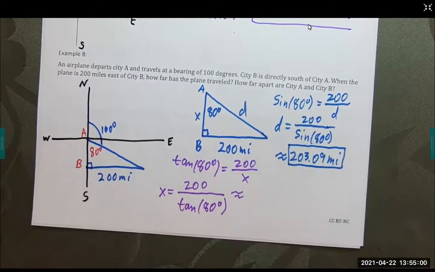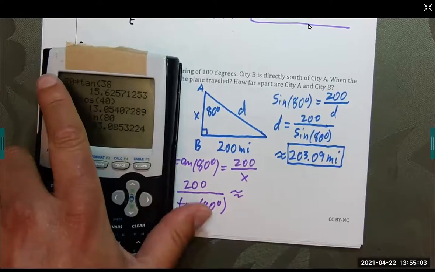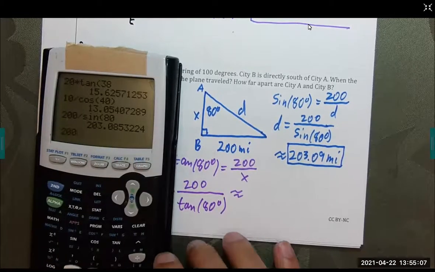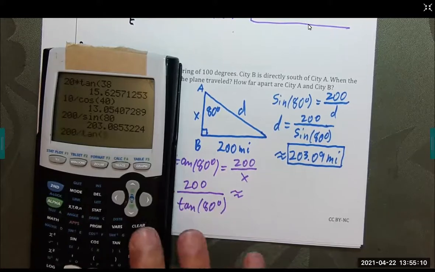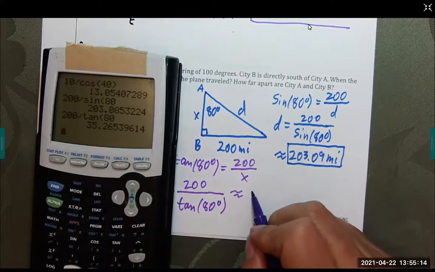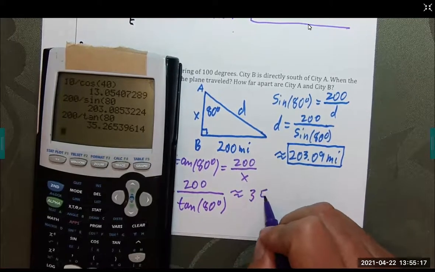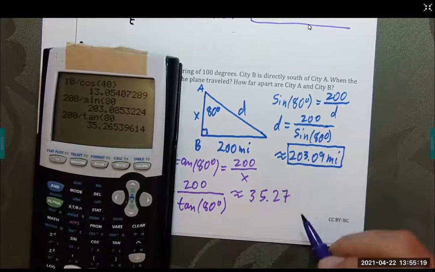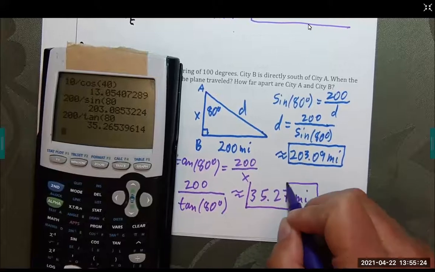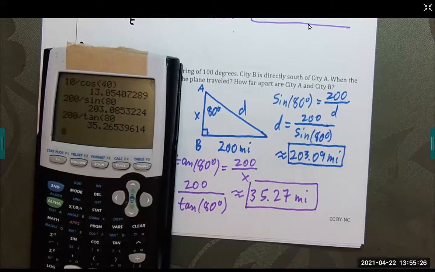So we get 200 divided by the tangent of 80 degrees, giving us 35.27 miles. So how far apart are cities A and B? A little over 35 miles away from one another. How far did the plane actually go? The plane actually went a little over 203 miles.